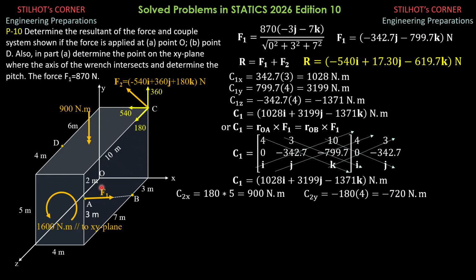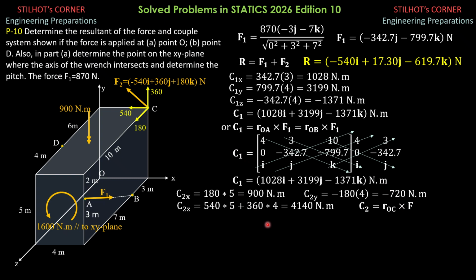Then about OZ, moment about OZ, 180 is parallel, so no moment. Both 540 and 360 are producing positive moment about OZ. They are counterclockwise if you position about the Z. So, but it's obvious from this viewing direction. So 540 times 5 plus 360 times 4, which is that. So C sub 2Z is 540 times 5 plus 360 times 4. So 4,140 Newton meter. Then C sub 2 therefore can now be defined.